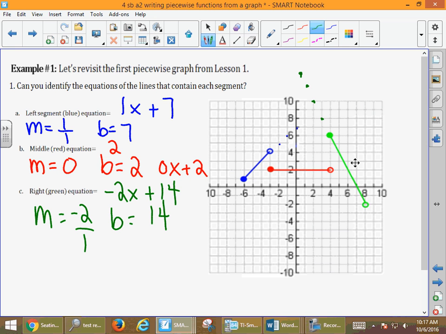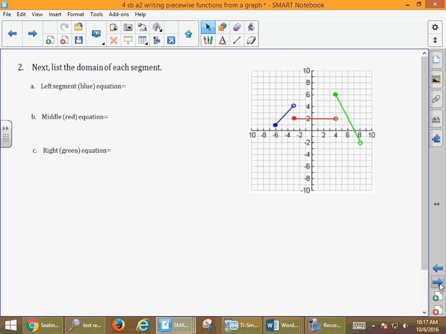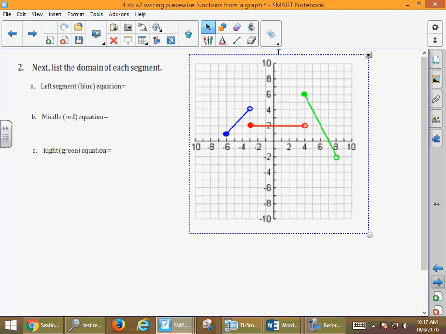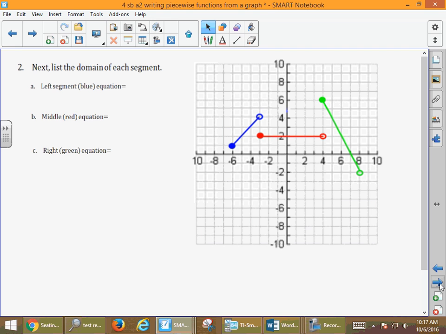Well, that's part of this, because we just found the equations that contain these segments. Now we want to look at the same graph, but we want to identify the domain of this. And remember, when we look at domain, we're looking farthest to the left and farthest to the right. We have segments there, so we have a starting point and a stopping point. So when we look at our blue segment, farthest to the left is negative 6.